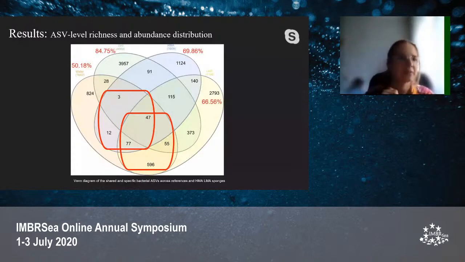reaching just 50% of the total microbiome, when in contrast, sediments present the highest fraction of specific ASVs, almost accounting for 85%. If you look at these sponges, even though they are distributed into two groups, they present quite a similar fraction of specific ASVs, with the HMA group counting 70% and the LMA group showing 67% of specific ASVs.